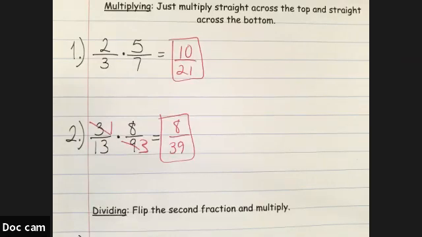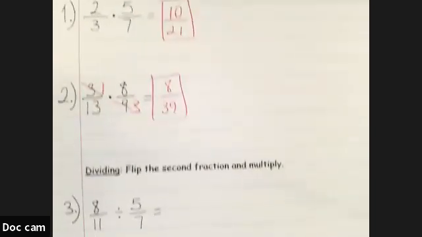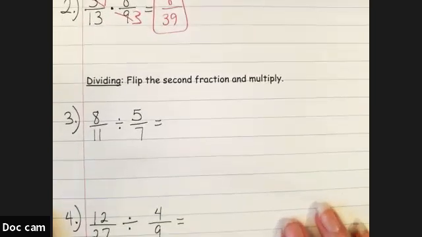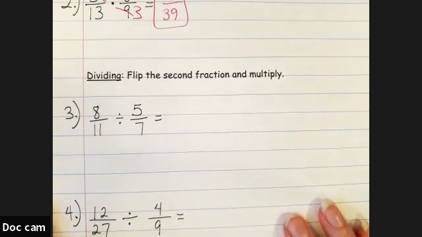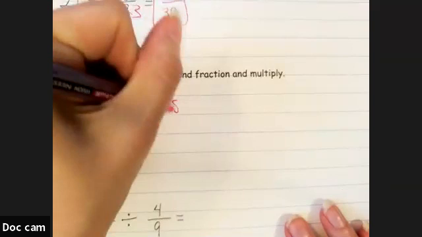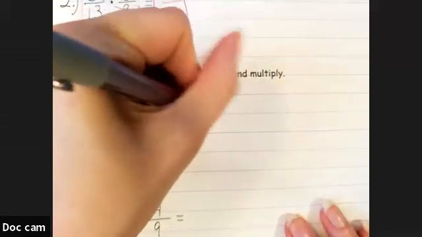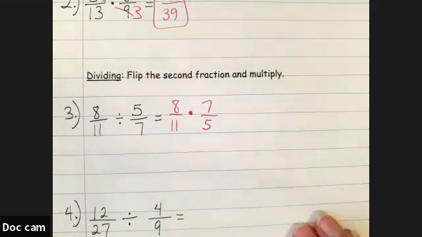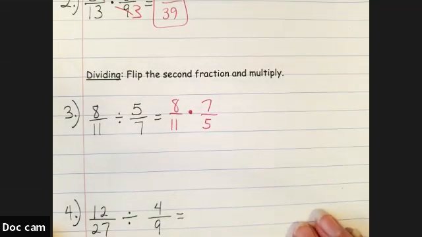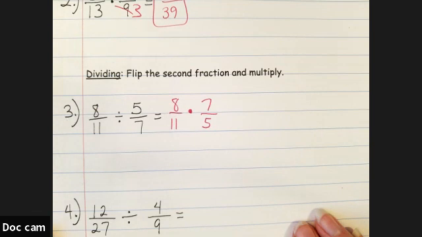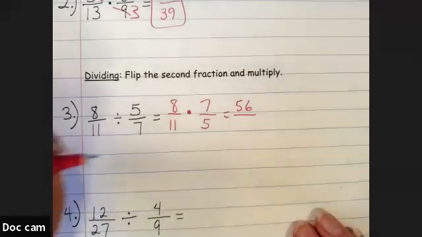All right. And then whenever you have to divide fractions, it's basically the same thing, except you have to flip the second fraction and multiply. So this would turn into 8 over 11 multiplied by 7 over 5. And then from there, you can just multiply straight across. So 8 times 7 is 56, and then 11 times 5 is 55.